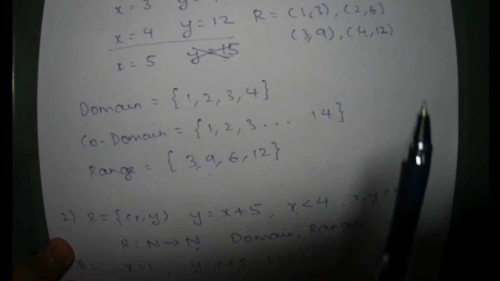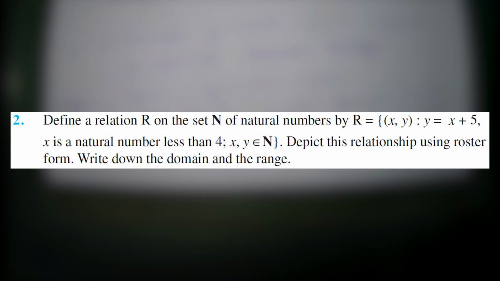Coming to the second question, define a relation on the set N of natural numbers by R = {(x, y): y = x + 5, x is a natural number less than 4, and x and y belong to the set N}. Depict the relation using roster form. Write down the domain and the range.